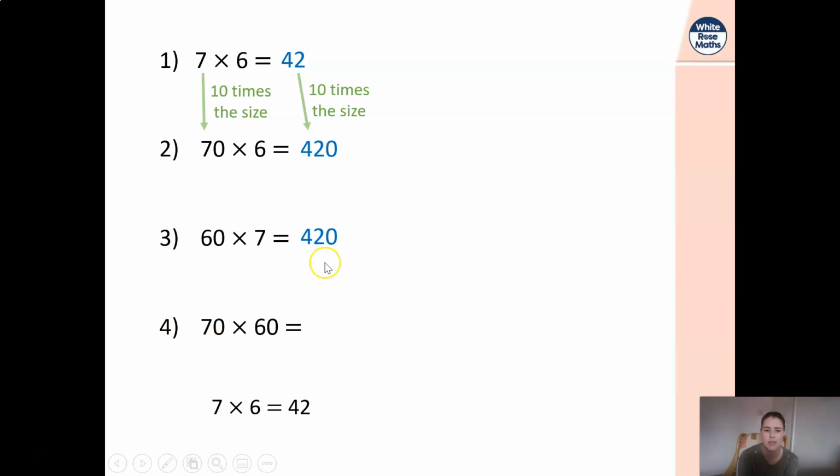Same for this one here, 70 now multiplied by 60. I know that 7 times 6 is 42, which I've worked out from all three questions before. I know that 7 is 10 times bigger, and I know that 60 is 10 times bigger. Therefore, if they're both 10 times bigger, that means the answer's got to be 100 times bigger. Therefore, 4,200. Okay, very easy as long as you know your times tables.